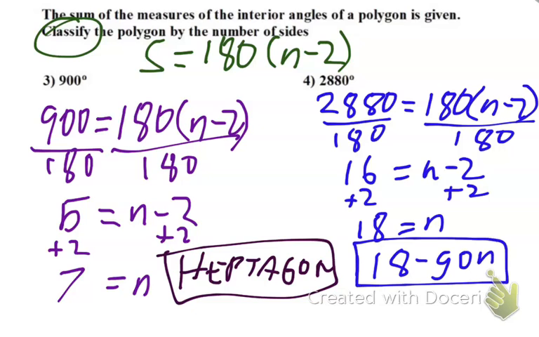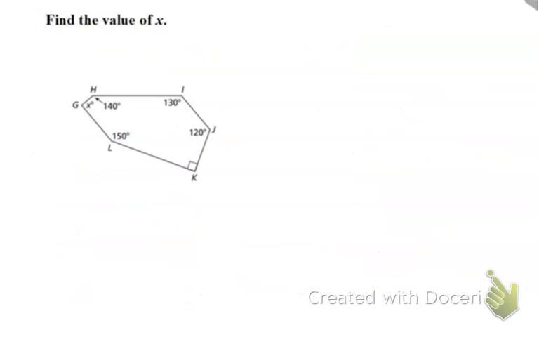It is not an 18-a-gon. There's no a there, just 18-gon. All right? Or you can call it an octadecagon if you really want to impress your teacher. Okay, so let's take a look at the next thing.